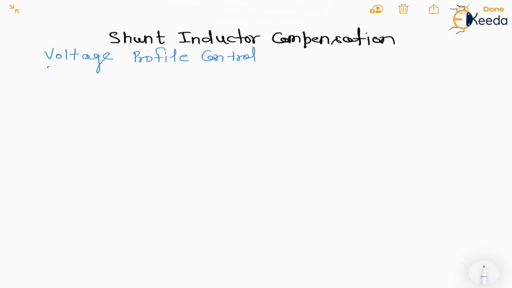See the first, voltage profile control. Whenever there is an excess of reactive power, we will provide shunt inductor compensation for voltage profile control. So let us see this condition. We have one transmission line and we have one load. Let us assume this is Q1, the reactive power demand, and this is Q2, the reactive power supplied at the receiving end.